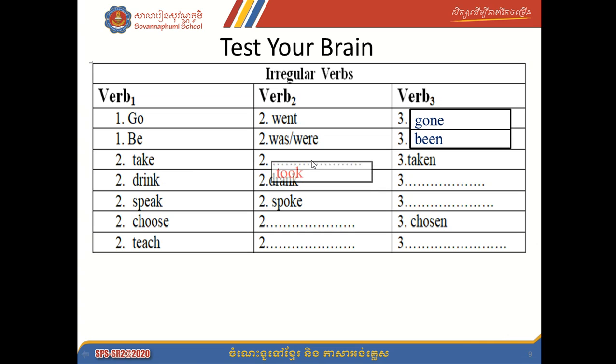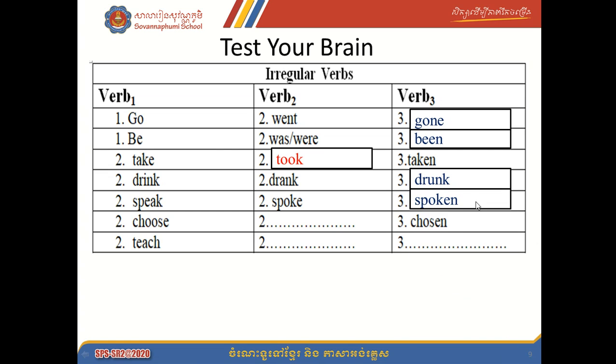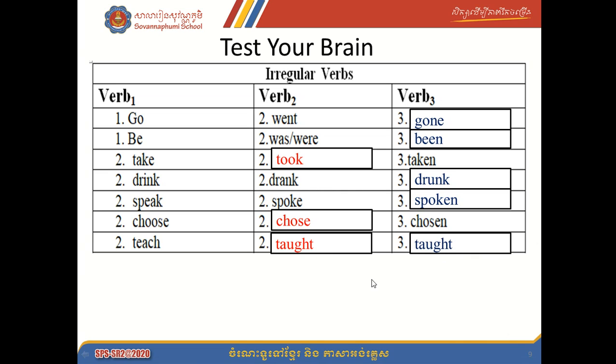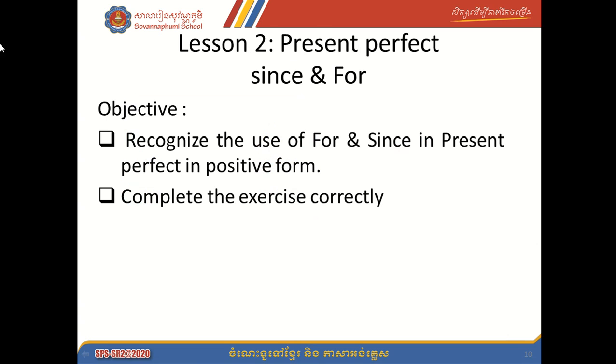Take, took, taken. Drink, drank, and drunk. Speak, spoke, and spoken. Choose, chose, and chosen. Teach, taught, and taught. Okay, so that's finished for our regular verbs and irregular verbs.